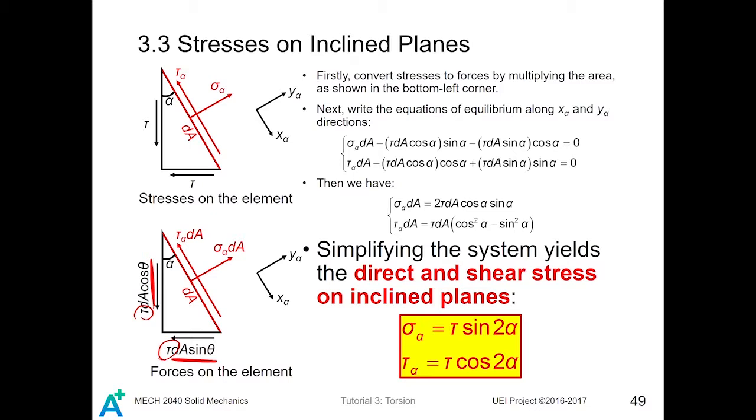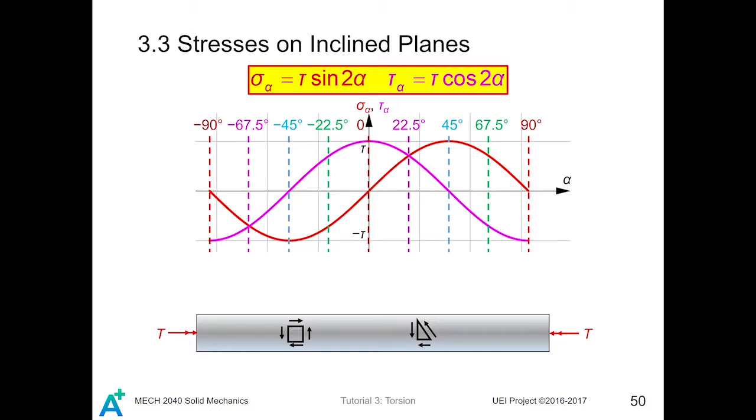By checking the static equilibrium, we decompose those two forces into the x alpha and the y alpha directions to get those two equations. Consequently, we will have this. By simplifying the equations shown above, we can get the direct and the shear stresses on the inclined planes. The direct stress on the alpha degree inclined surface is given by tau sine 2 alpha, while the shear stress on an alpha degree inclined plane is given by tau cosine 2 alpha.